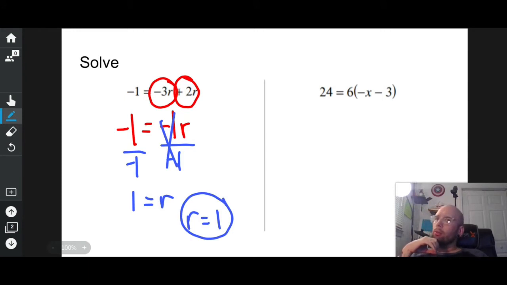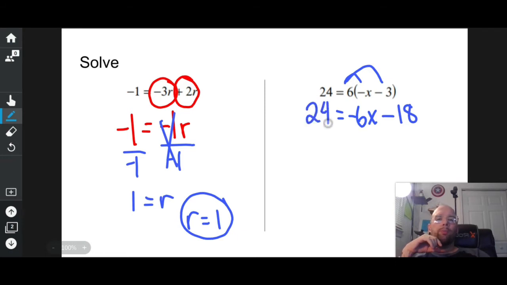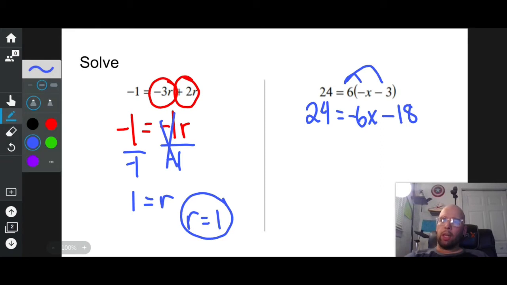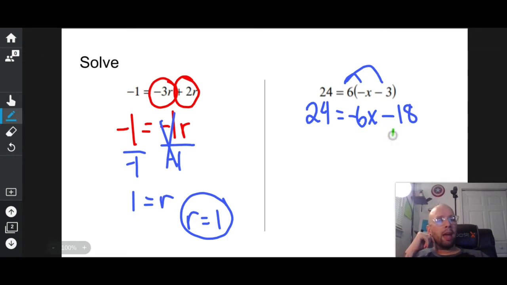All right. Oh, look, distributive property. 6 times negative x is negative 6x. 6 times negative 3 is negative 18. And on the left side, I have 24. Now it's a two-stepper. So I have to get rid of negative 18 and negative 6. So I'm going to get rid of negative 18 first by adding 18. Adding 18, that's going to give me 42 on the left.